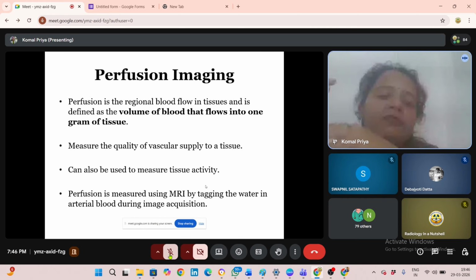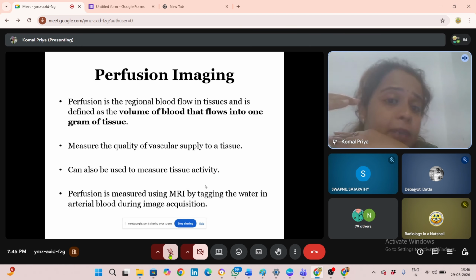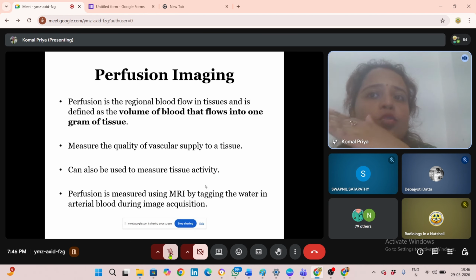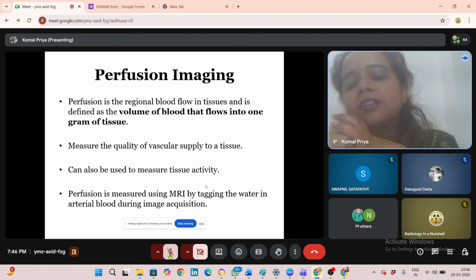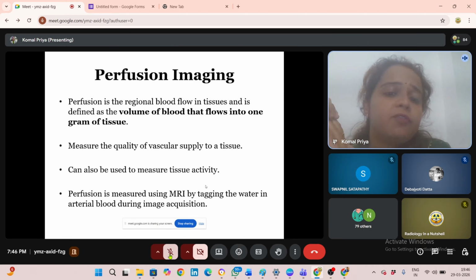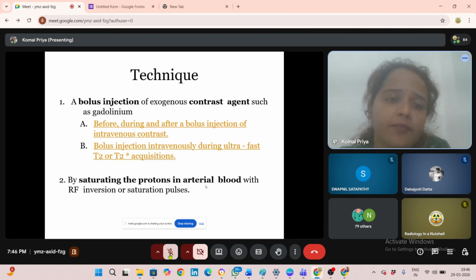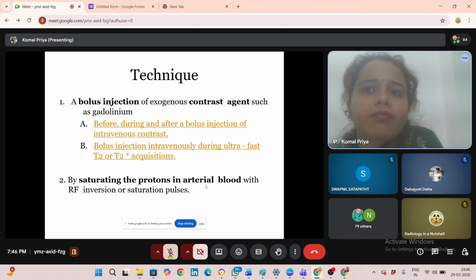This is measured using MRI by tagging the water in arterial blood during image acquisition. In this, the blood alone is used to see the whole thing. There is no contrast, no extra things which we give to see the perfusion. To measure the tissue activity, we use the arterial blood and acquire the image. So what is the technique of acquiring perfusion imaging?